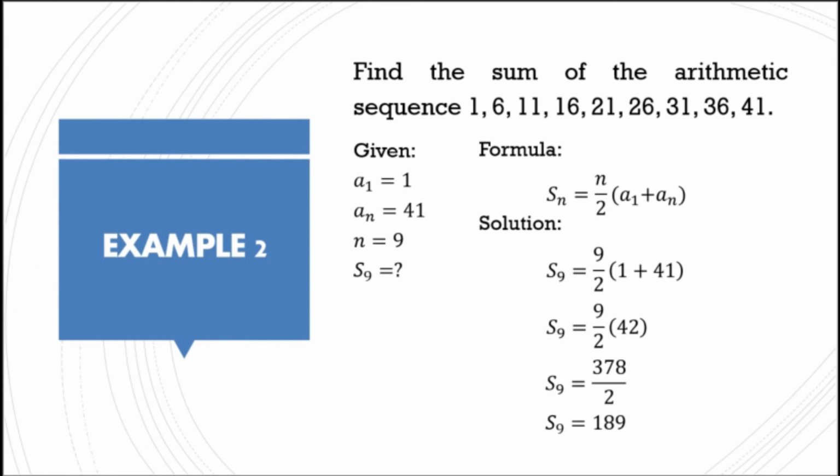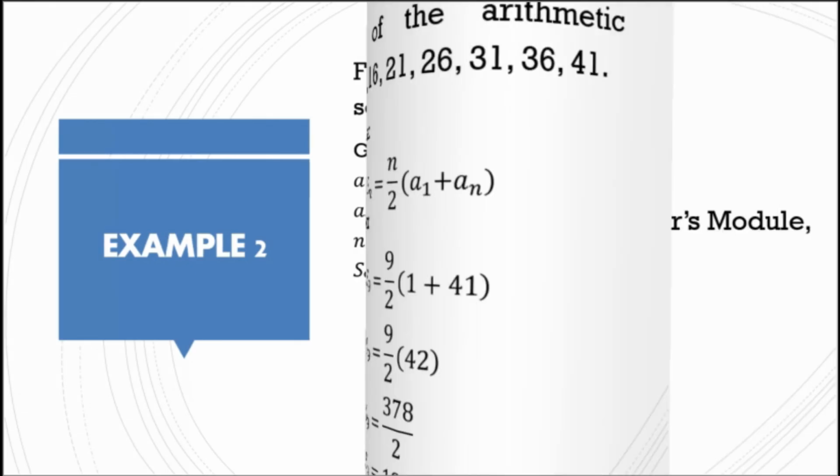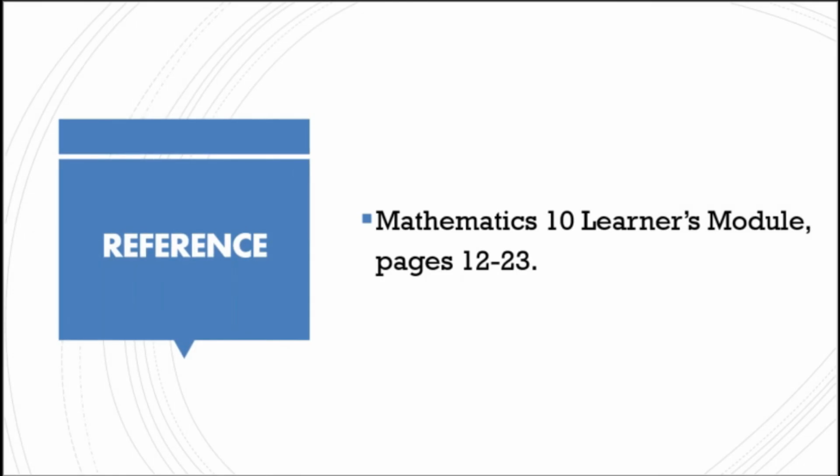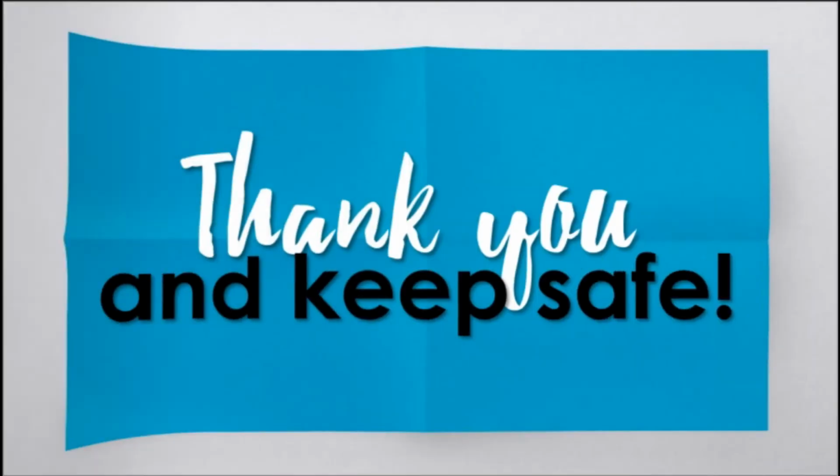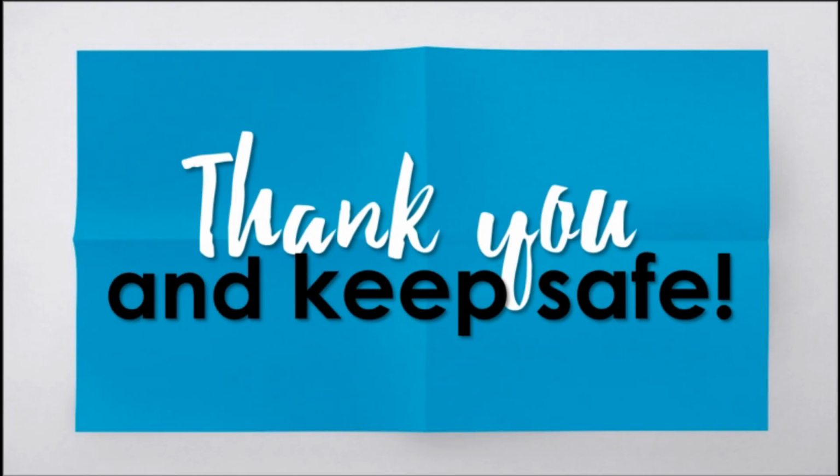And that's all you need to know about arithmetic series. I hope you are now ready to answer your learning activity sheets related to it. Again, when we say arithmetic sequence, it is a sequence where every term after the first is obtained by adding a constant called the common difference. And when we say arithmetic means, these are the terms between two non-consecutive terms in an arithmetic sequence. And when we say arithmetic series, it is the sum of the first few terms of an arithmetic sequence.